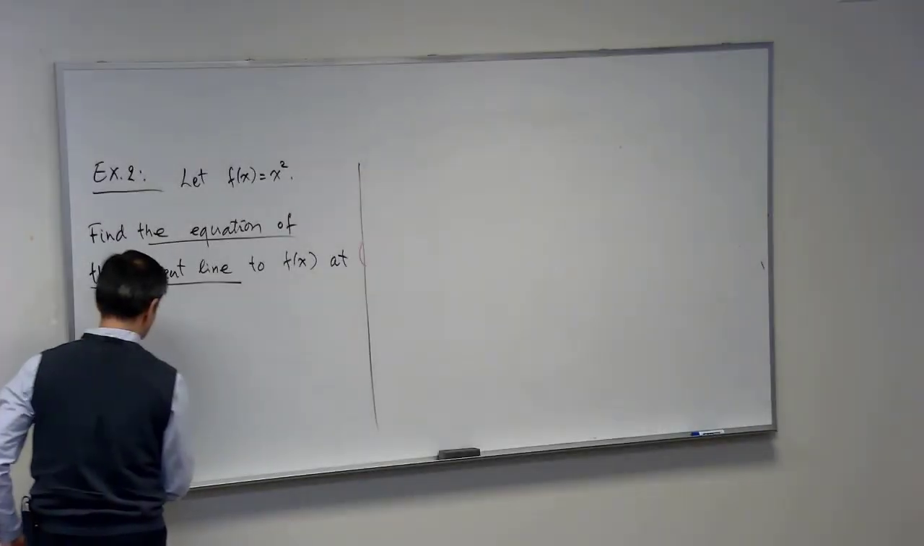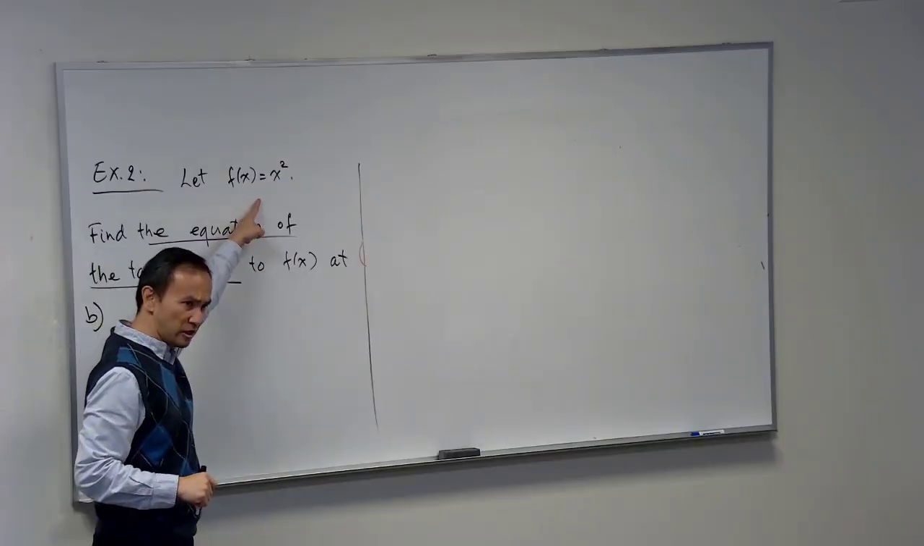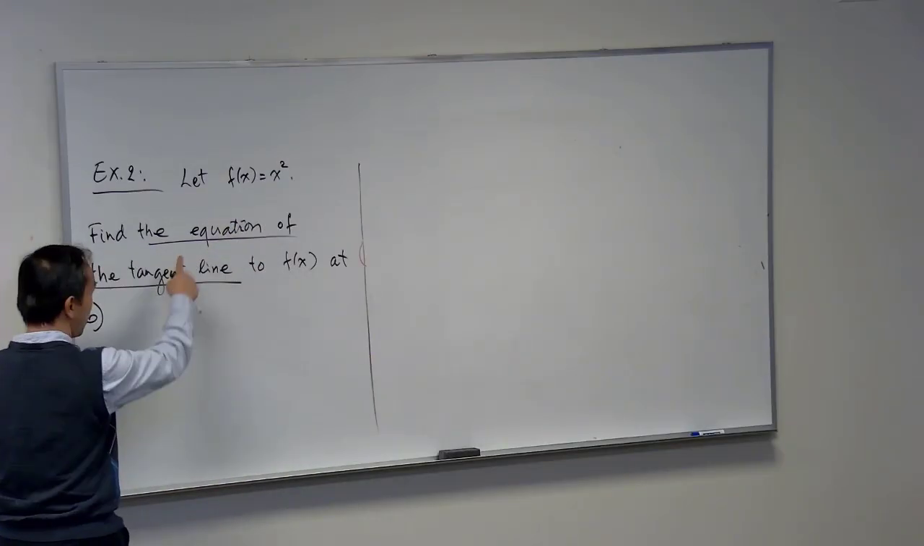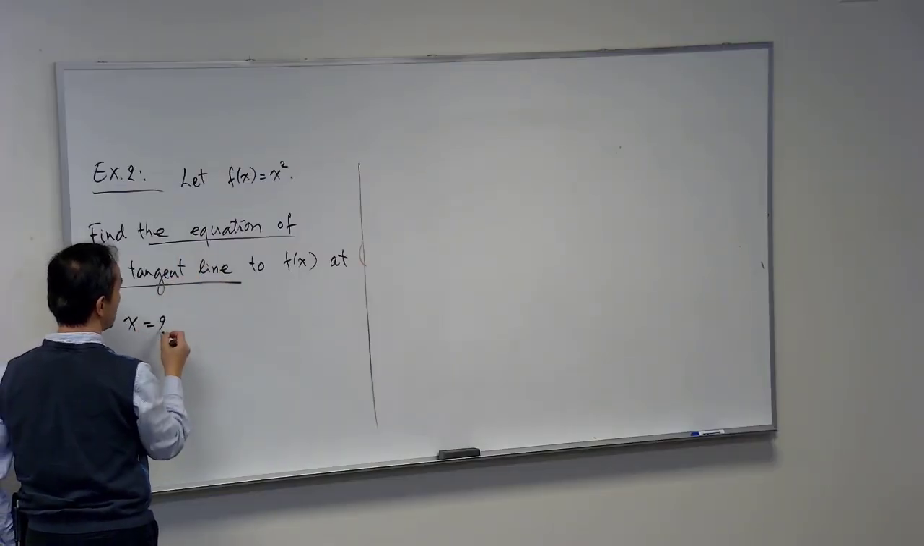So now let's try again. Okay, so how about, I'm going to call it part B, but it's a completely brand new problem. Still on the same function right here. Let's find the equation of the tangent line that's tangent to the function at x equals 2.